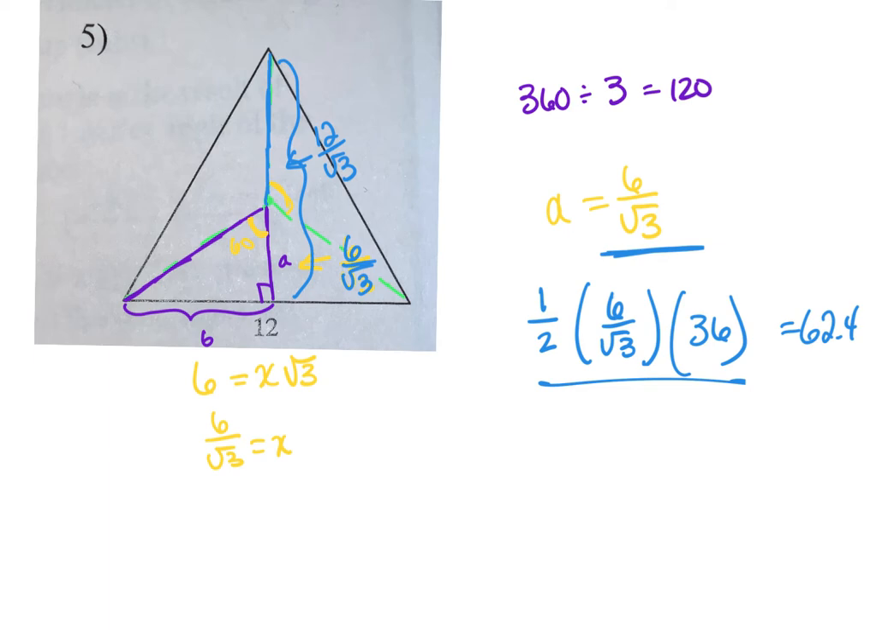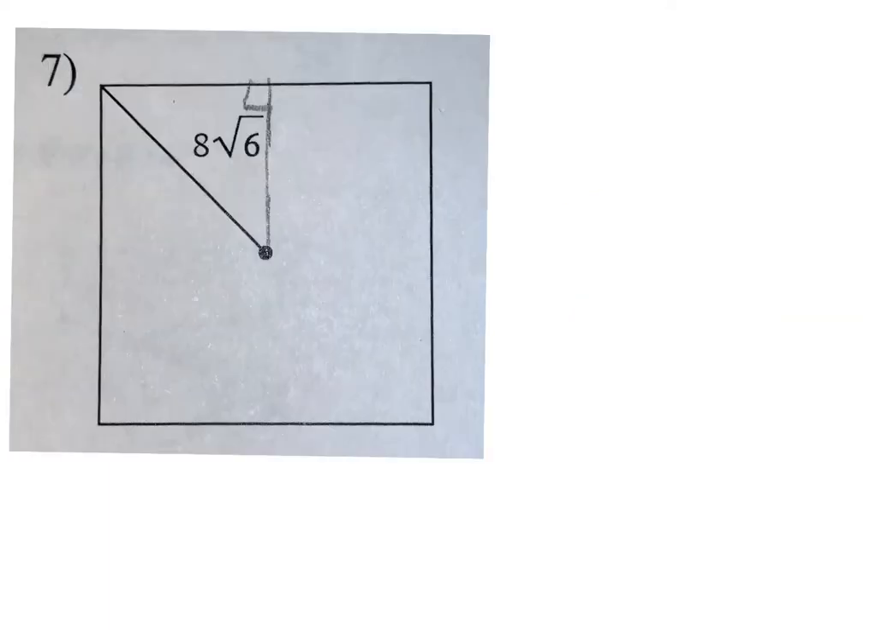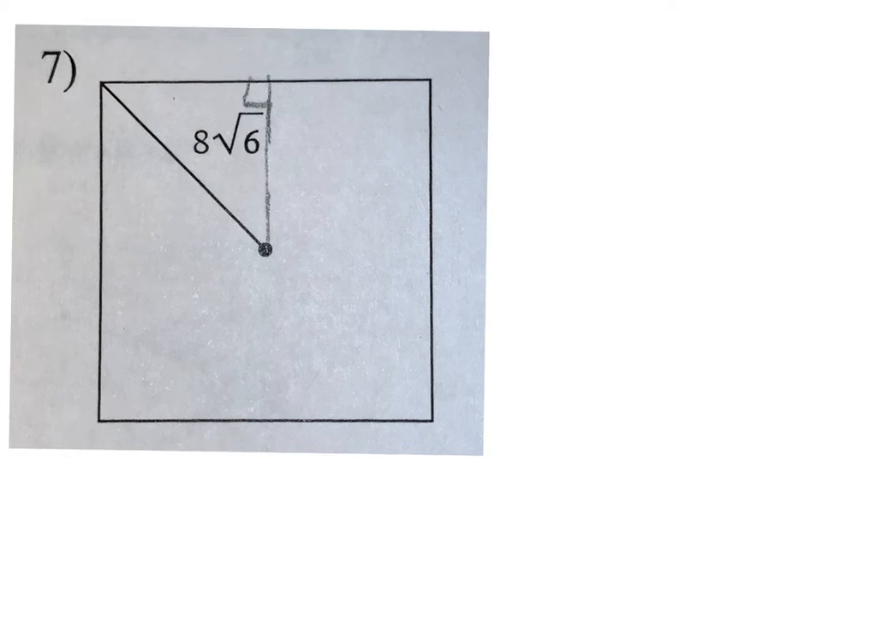The last one actually is going to be a 45, 45, 90. So let's look at the square here. With the square, I don't even have to take 360 and do any of that, because I know that this corner right here is 90 degrees, and it's cut in half. So I already know this is a 45, 45, 90. Keep in mind that 8 square root of 6 is my hypotenuse. You did not have that little line already drawn, but that 8 square root of 6 is my hypotenuse.